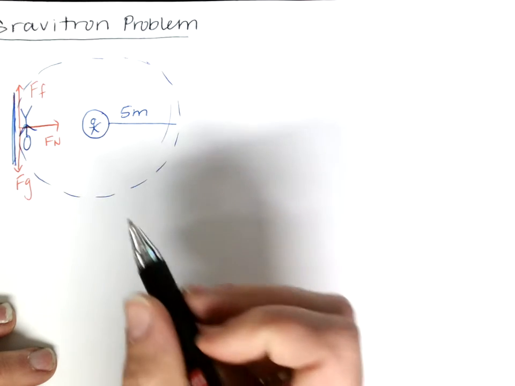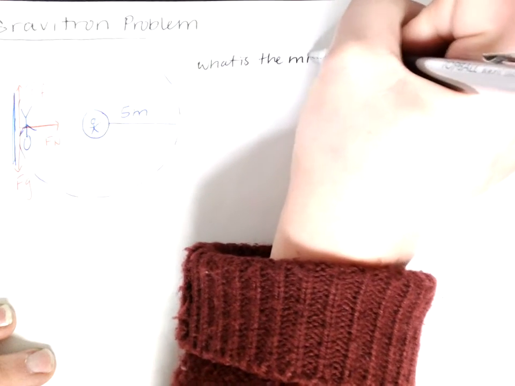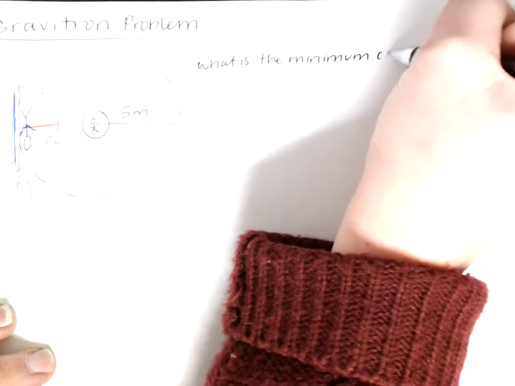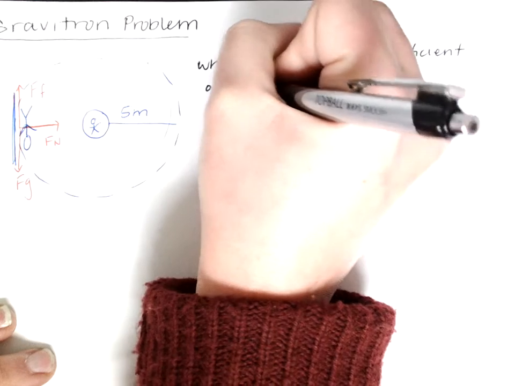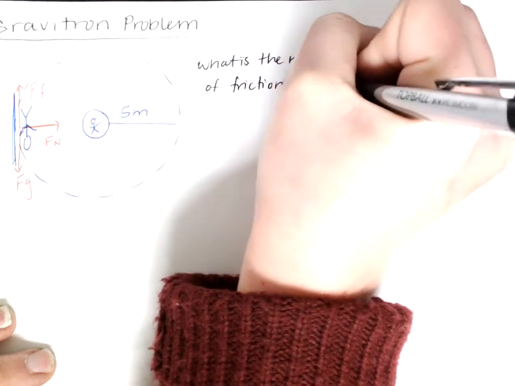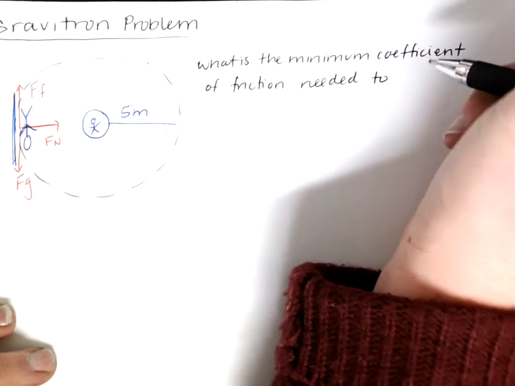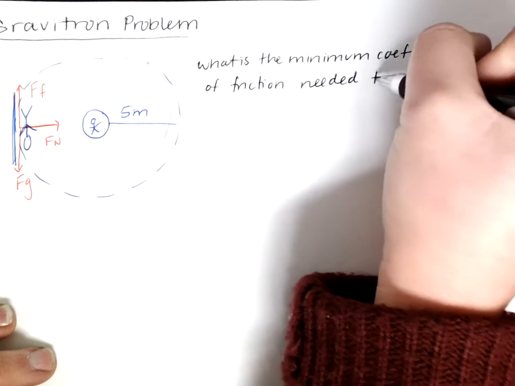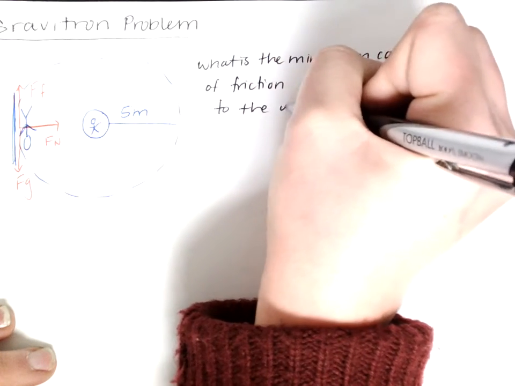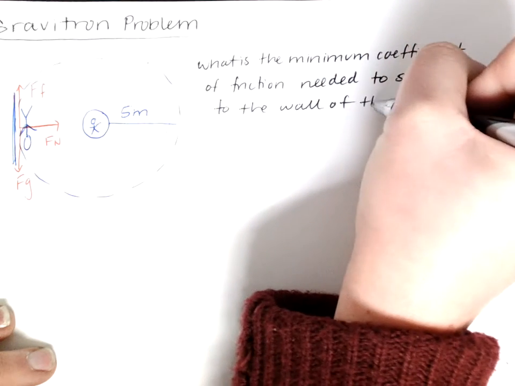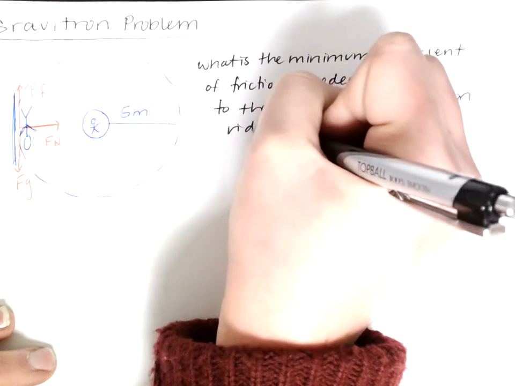I want to know what is the minimum coefficient of friction needed to stick to the wall of the gravitron ride.